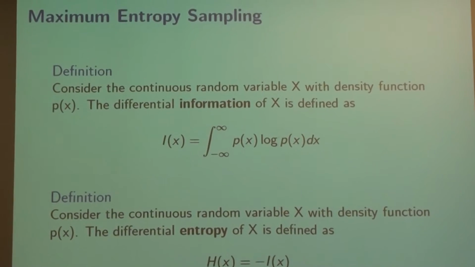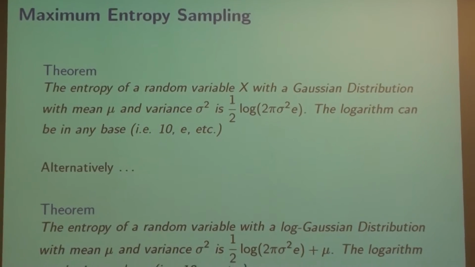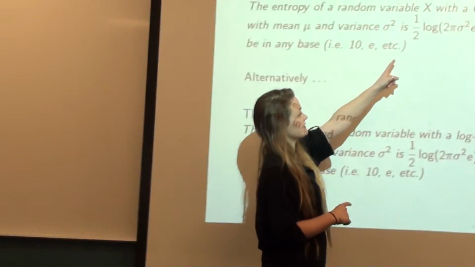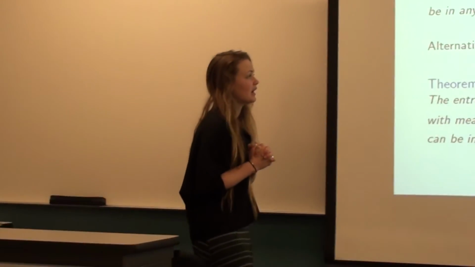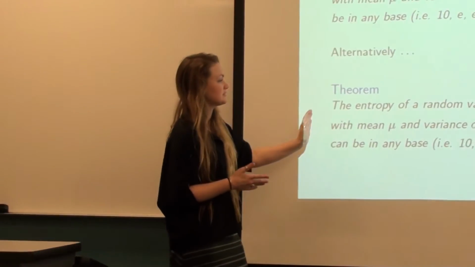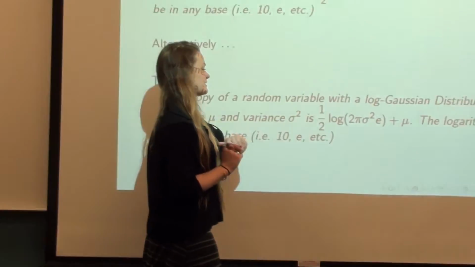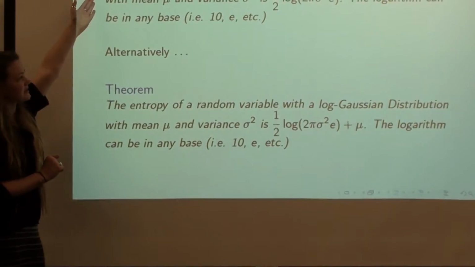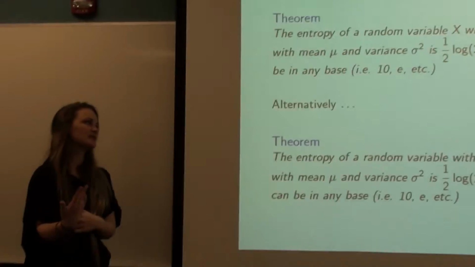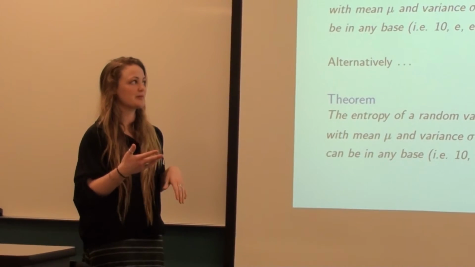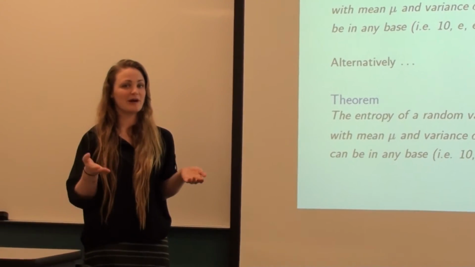I'm not going to show you the derivations, but for a Gaussian random variable, we find that the entropy is equal to this here. So it's just an increasing function of sigma squared. Similarly, for the log Gaussian distribution, we have the same thing again, but with the addition of the mean term. So considering just this one, sigma is our variance, right? So sampling at places that have the maximum entropy is going to be sampling at places that have the maximum variance.